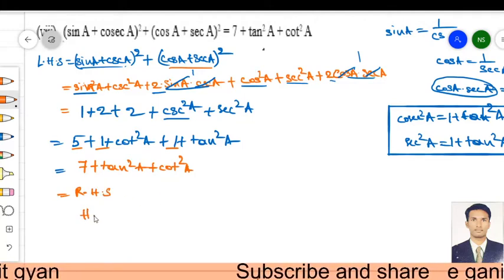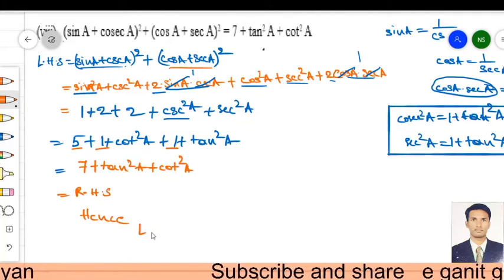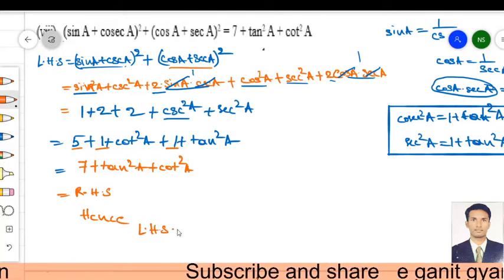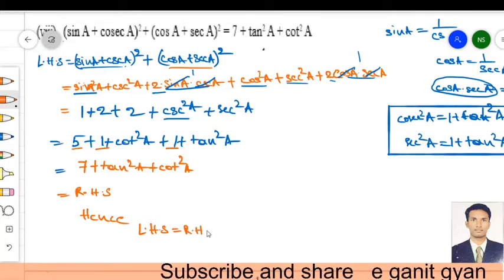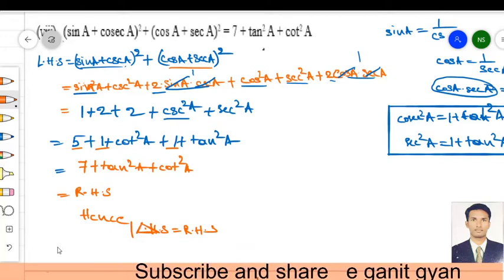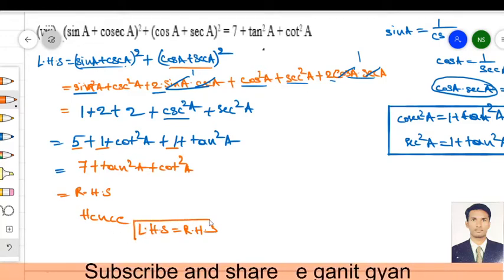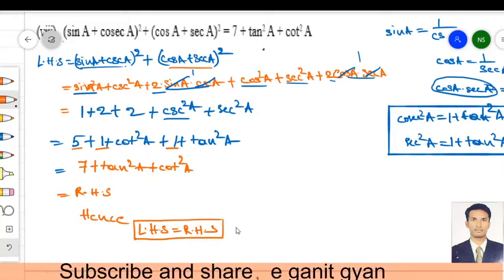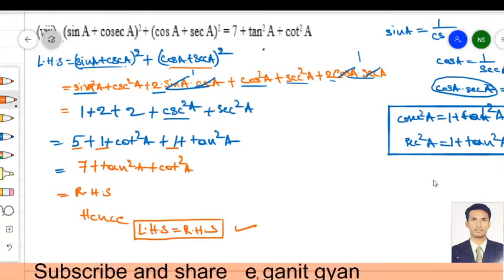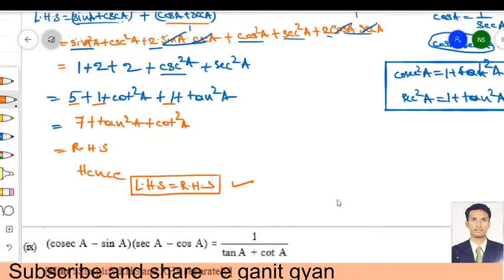So we can say hence left hand side is equal to right hand side, which is 4. That's it. Yes, let me take another question.